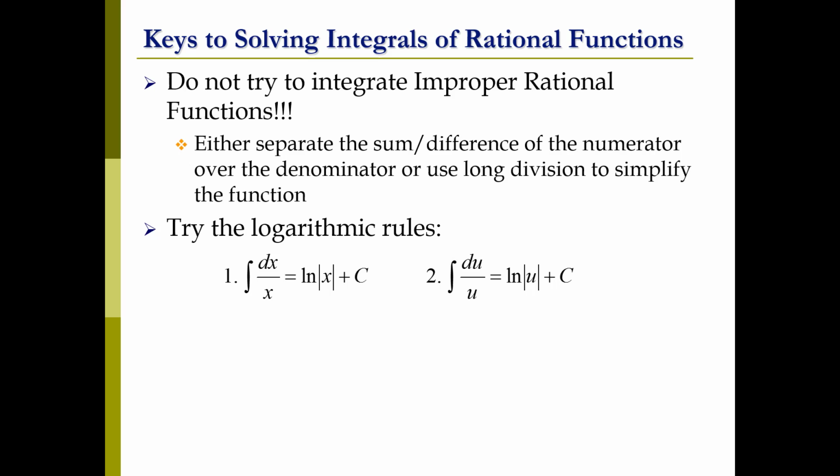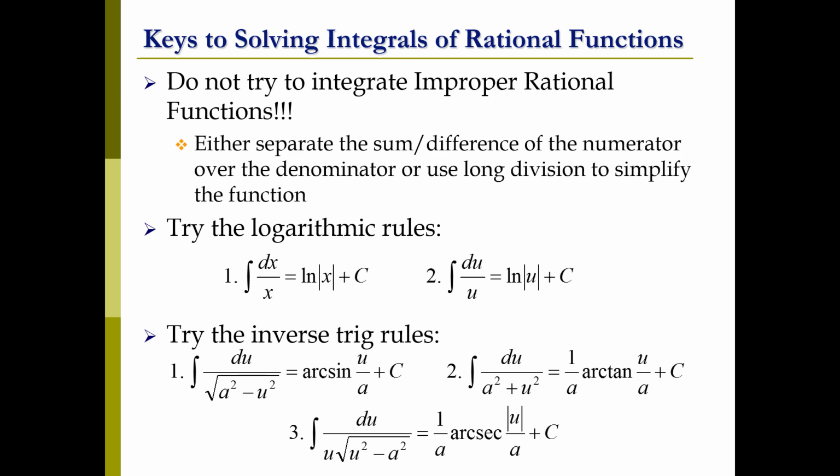The antiderivative dx over x is ln of x. The antiderivative du over u is ln of u plus c. And of course, you could use your inverse trig rules. The antiderivative du over radical a squared minus u squared is arcsine of u over a plus c. The antiderivative du over a squared plus u squared is 1 over a arctangent of u over a plus c. And of course, the last one, the antiderivative du over u radical u squared minus a squared is equal to 1 over a arcsecant of absolute value of u over a plus c.